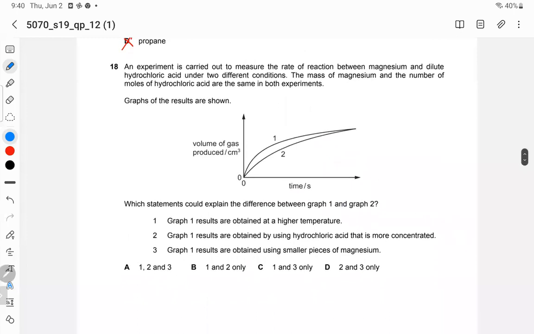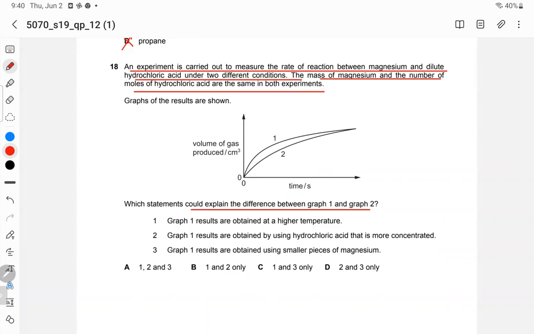Question number 18. An experiment is carried out to measure the rate of a reaction between magnesium and dilute hydrochloric acid under two different conditions. The mass of magnesium and the number of moles of hydrochloric acid are the same in both experiments. Which statement could explain the difference in graph 1 and graph 2?